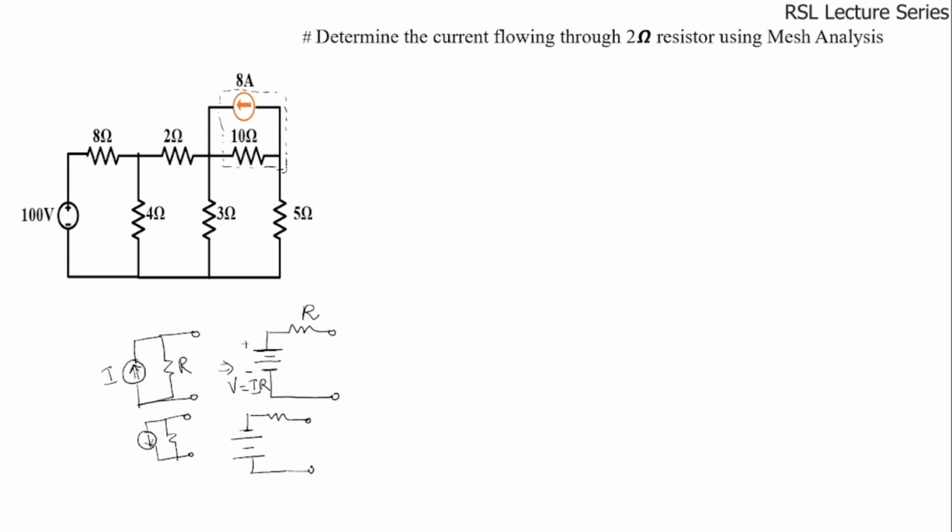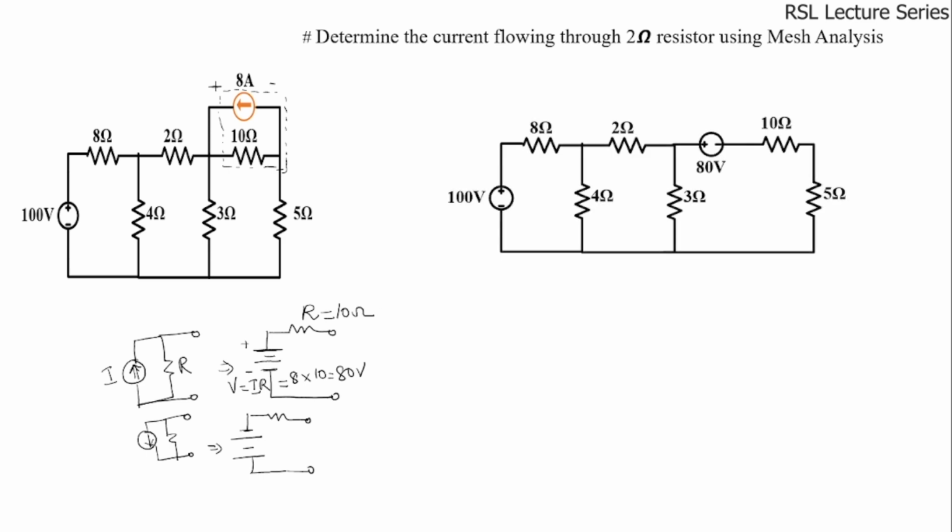In our case, the arrow direction is from right to left. So the positive terminal of the equivalent voltage source should be connected on the left side and the negative terminal on the right hand side. The voltage V is equal to I into R, that is 8 into 10. Here the I value is 8 and the resistance value is 10. So 80 volts is connected in series with the 10 ohms resistor. Now the equivalent circuit will become like this.